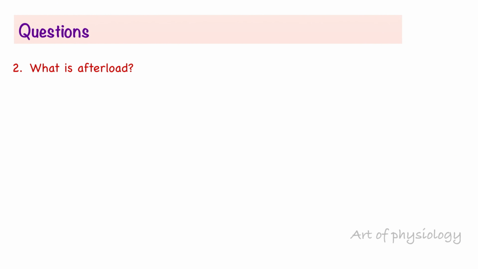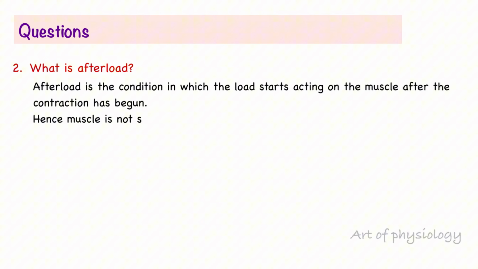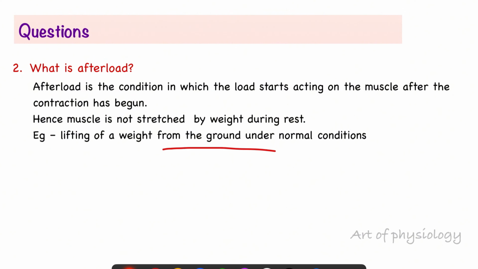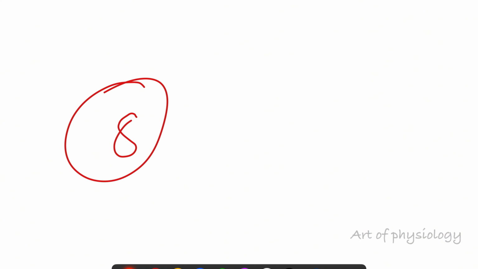Next, what is afterload? Afterload is the condition in which load starts acting on the muscle after the contraction actually begins. Hence, there will not be stretching. Example is lifting of a weight from the ground under normal condition. So that is the end of this class. In the nerve muscle experiment, we discussed around 8 graphs. All these 8 graphs are very important. So thank you.